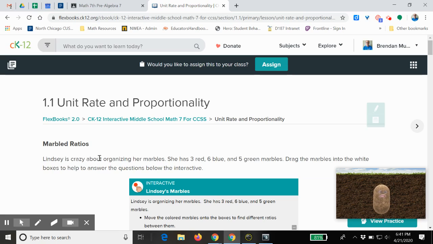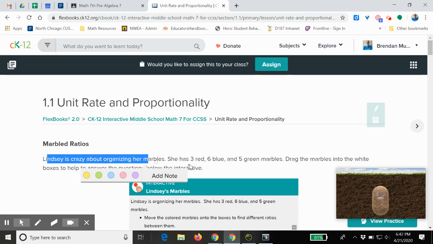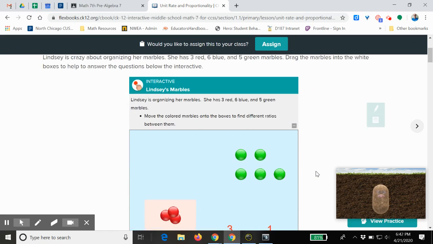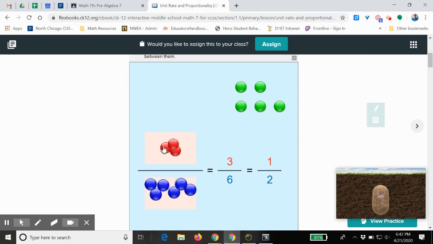All right. So let's see. Here we got Lindsay is crazy about organizing marbles. She has red, blue, green marbles. So we're just going to drag the marbles into the white boxes to help answer the questions below. So I've done it already. So we have 3 marbles in the box, right? We have 3 red and 6 blue.